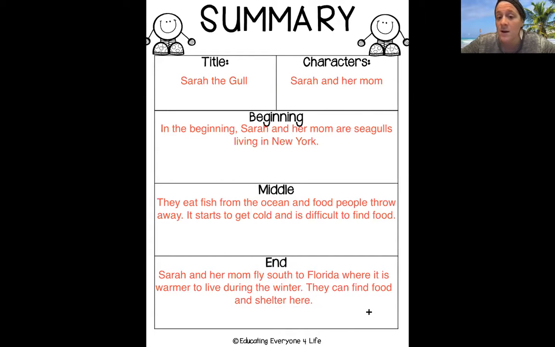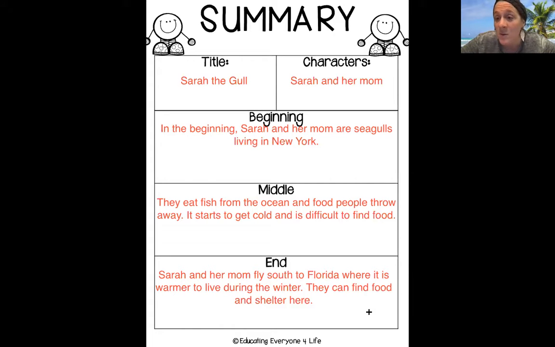In the beginning, Sarah and her mom are seagulls living in New York. They eat fish from the ocean and food people throw away. It starts to get cold and it's difficult to find food. Sarah and her mom fly south to Florida, where it is warmer to live during the winter. They can find food and shelter here.